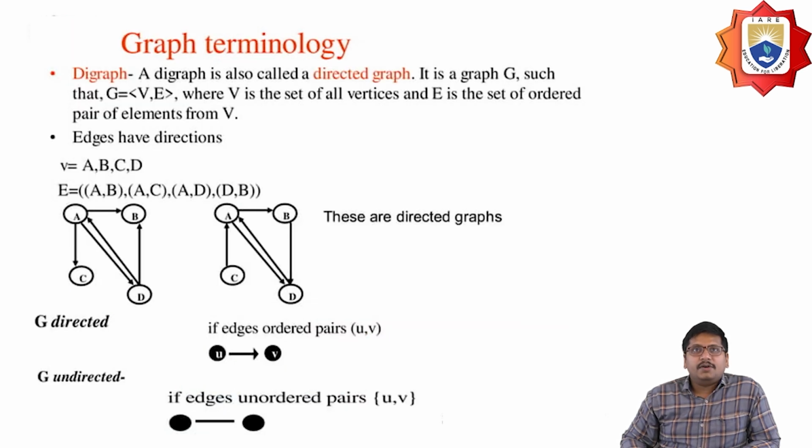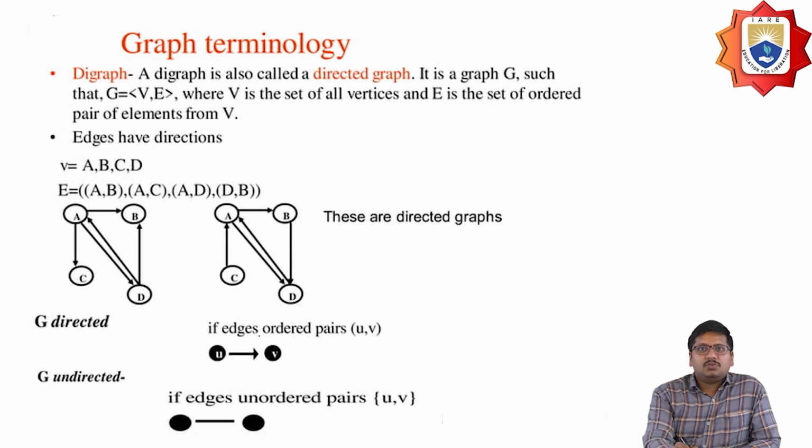So consider graph terminology. I'm going to consider a digraph, a directed graph. In graphs, V is the set of vertices and E is the set of pairs of vertices, and the edges have directions. The graph has vertices A, B, C, D, and the edges I'm going to consider are AB, AC, AD and so on. So there are two types of graphs, and G is a directed graph.